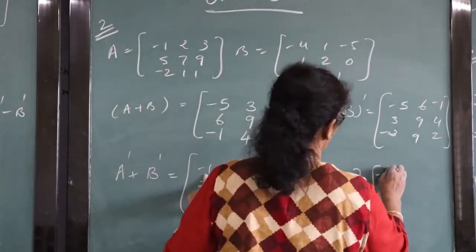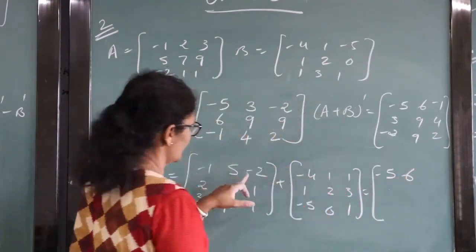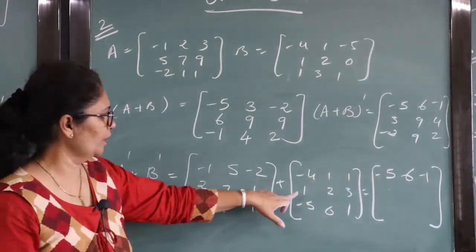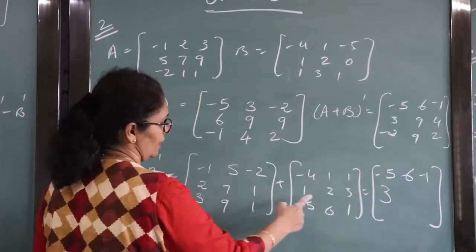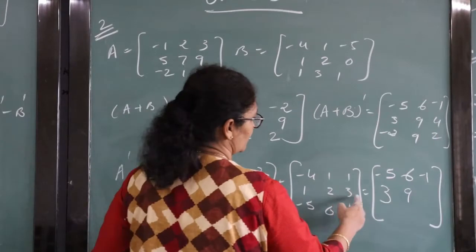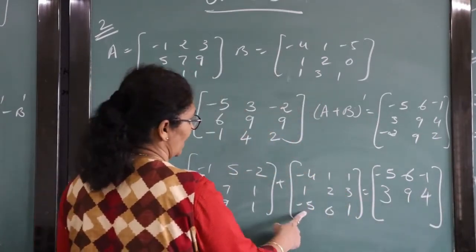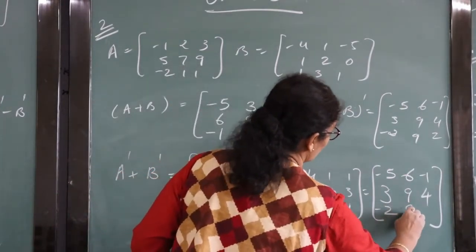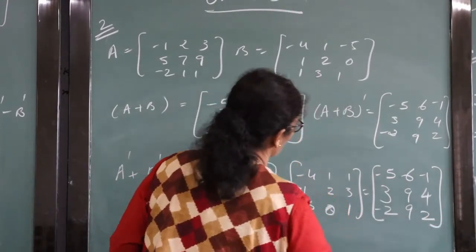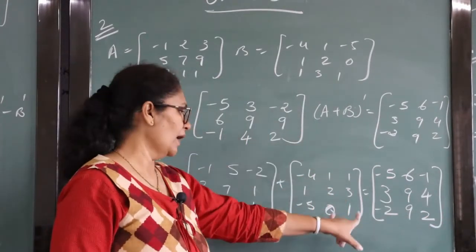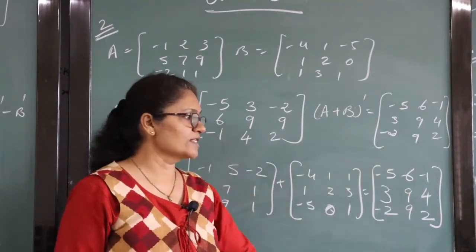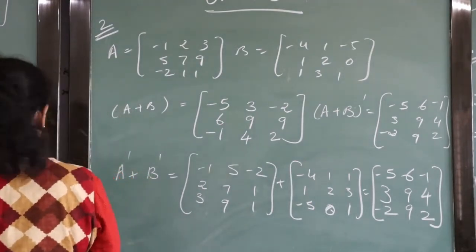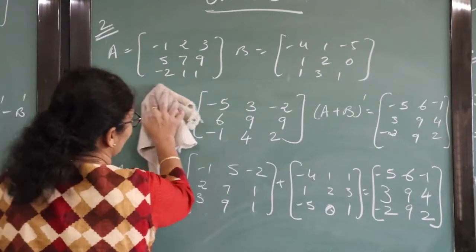-1 plus -4 is -5, 5 and 1 is 6, -2 plus 1 will be -1. Same way check the second: 2 plus 1 is 3, 7 and 2 is 9, and 1 and 3 is 4, 3 and -5 will be -2, 9 and 0 will be 9, and 1 plus 1 will be 2. Check it. A plus B transpose and A transpose plus B transpose, both answers are the same. Now we will take the third example. No, the second one is remaining. So let's solve the second one.